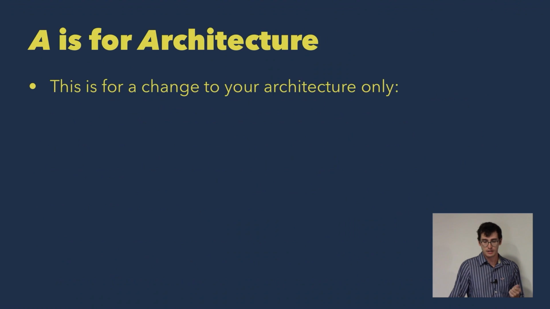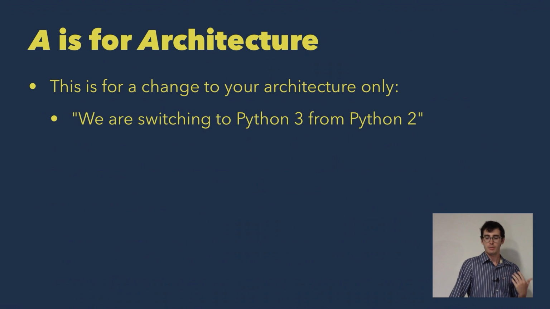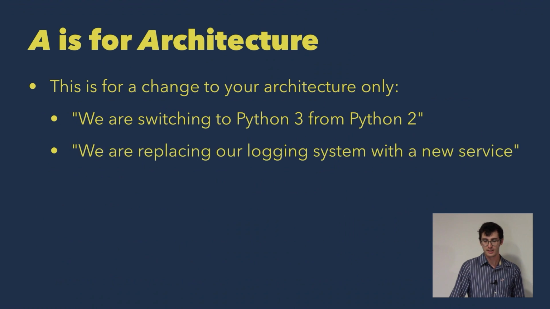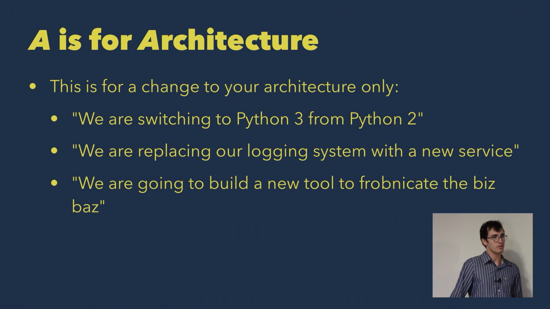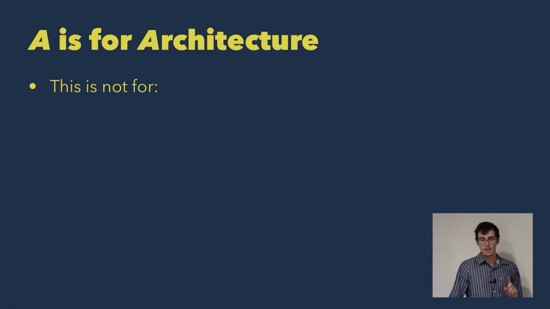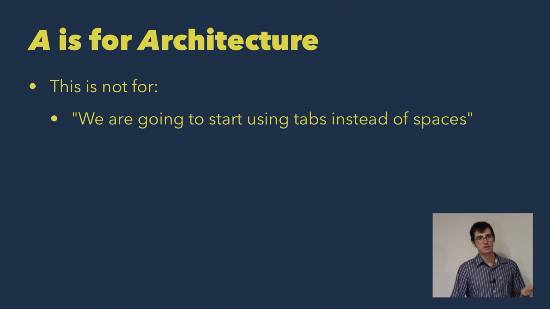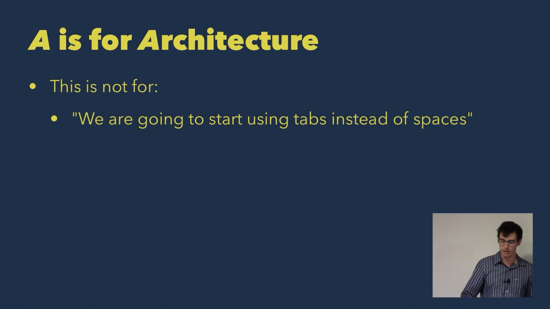So architecture, and this is for a change. An ADR is only for a change in your architecture, right? So this is things like we are switching from Python 2 to Python 3. Or we're replacing our logging system with a new service. Or we're going to build a new tool to frobnicate the BizBaz. It's not for things like we are going to start using tabs instead of spaces, right? This isn't an architectural decision. It doesn't change the architecture of your application. This is a code style thing, right?